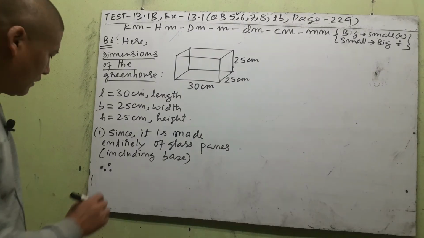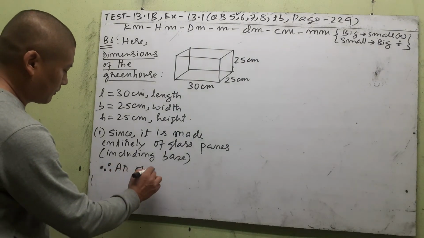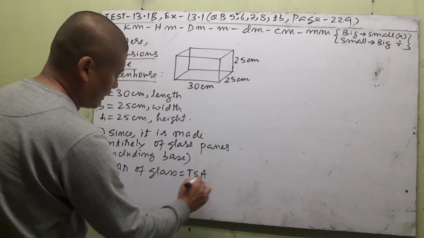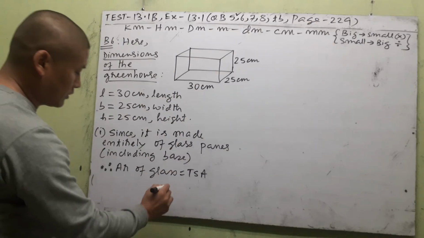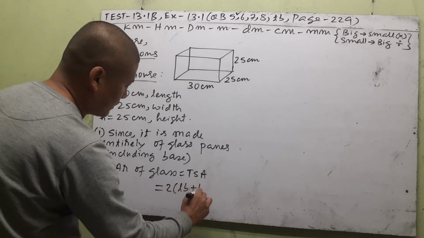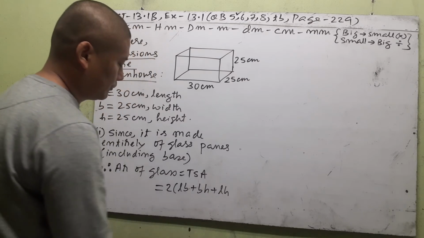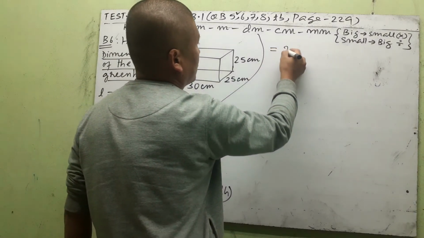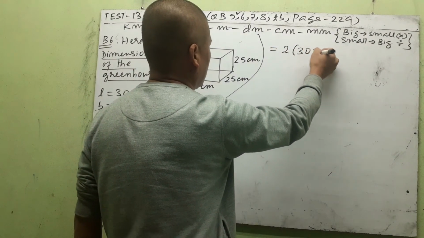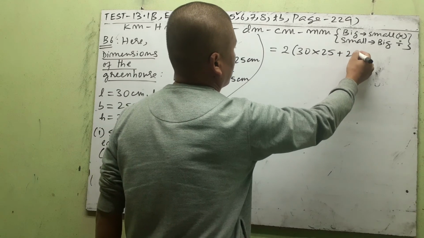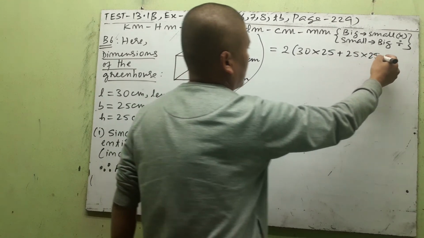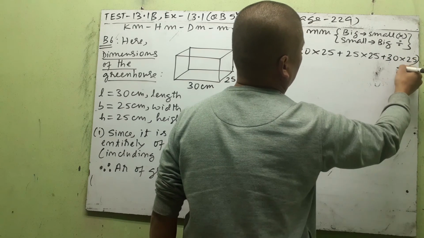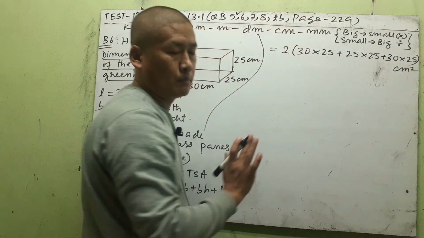So area of glass required to make this will be equal to total surface area, which is total surface area of this cuboid is 2 into LB plus BH plus LH. That will be equal to 2 into L is 30, B is 25, plus B is 25, H is 25, plus LH. So L is 30 into 25 and centimeter square.